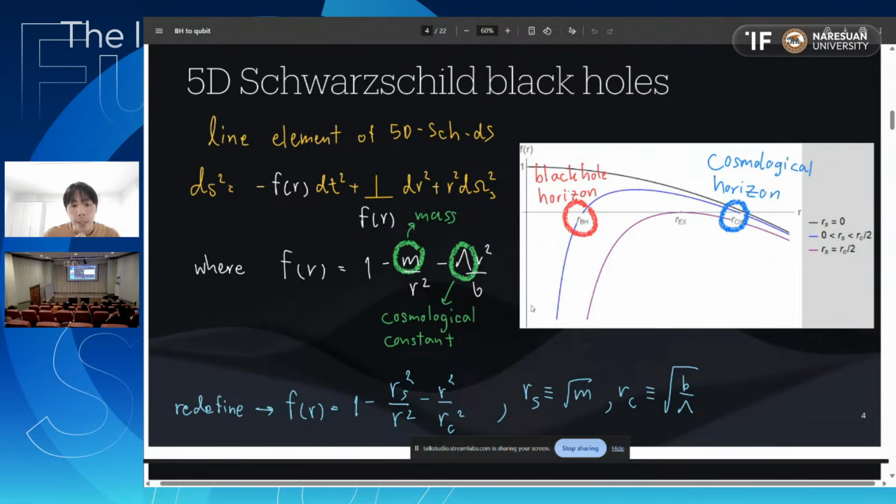Now, for the sake of studying this thing in the fashion that I'm going to do, I'm going to rewrite these two variables into their corresponding length scales. I'm going to call this M as R_S squared, and then the whole bunch here, lambda over 6, I'm going to redefine as that corresponding length scale, R_C. So the final metric will be written like this.